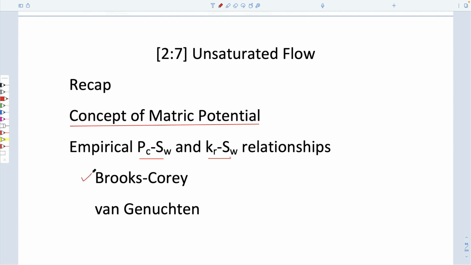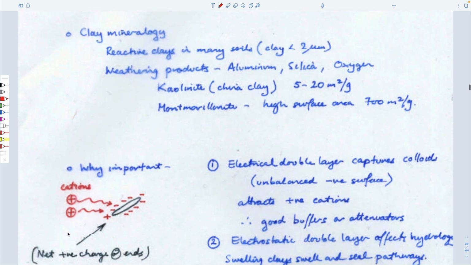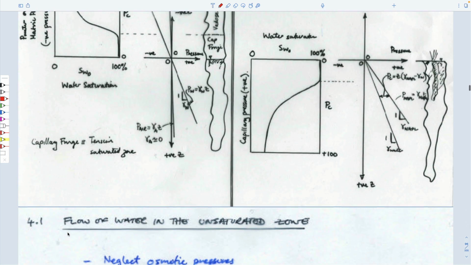We've already talked a little bit about Brooks-Corey relationships for defining saturations and developing in log-log space an equation that links saturation to capillary pressure as a very simple relationship. And perhaps most important, in a practical way, we'll talk about these Van Genuchten relations, which allow us to define empirical relationships for capillary pressure versus saturation and relative permeability curves, which would be useful in your work.